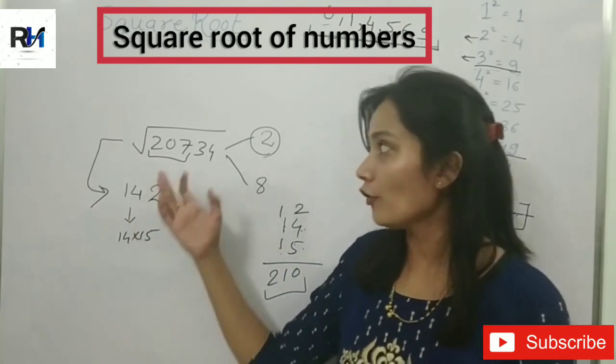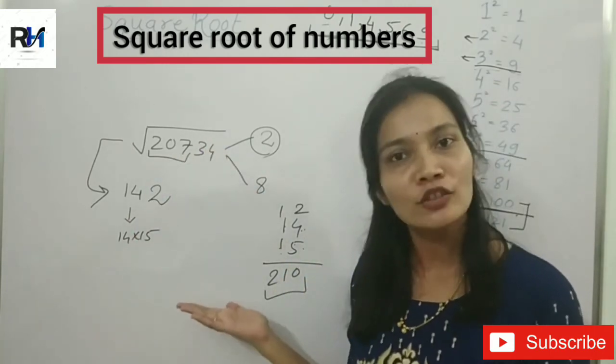Now you see that for a 5-digit number we get the square root in only 2 steps.